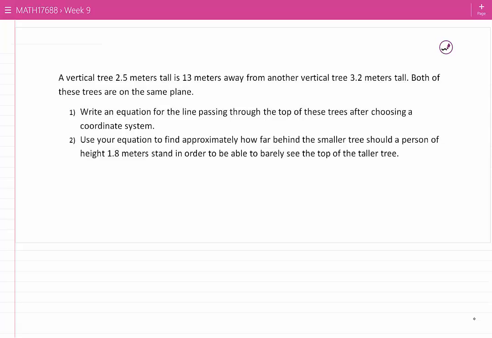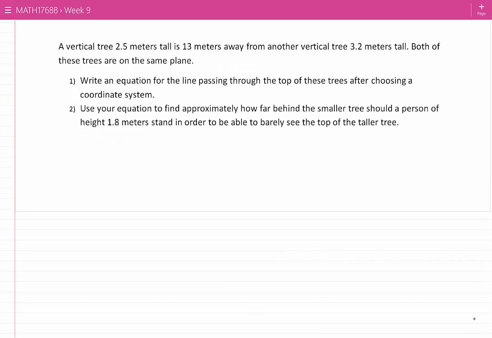2. Use your equation to find approximately how far behind the smaller tree should a person of height 1.8 meters stand in order to be able to barely see the top of the taller tree.